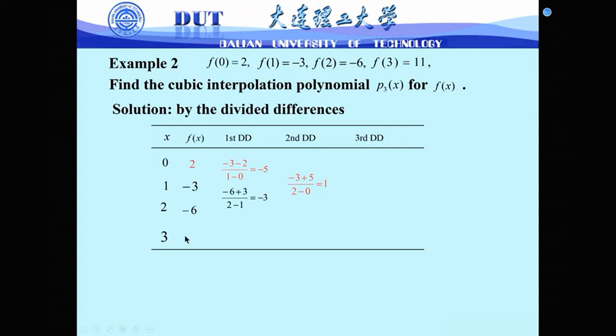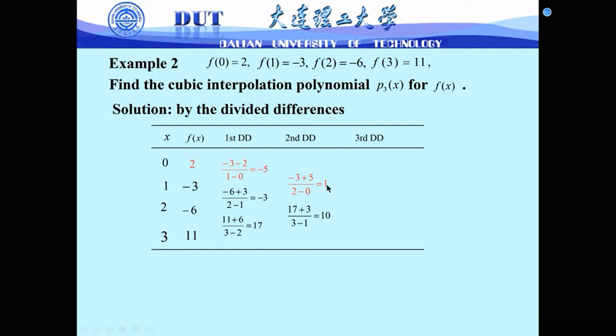Continue. New node 3 and 11. Divided difference: 11 minus minus 6 plus 6, divided by 3 minus 2. So it is 11. For the two first DD, we can construct the second DD. We use 17 minus minus 3 plus 3, divided by 3 minus 1. So it is 10. Continue.